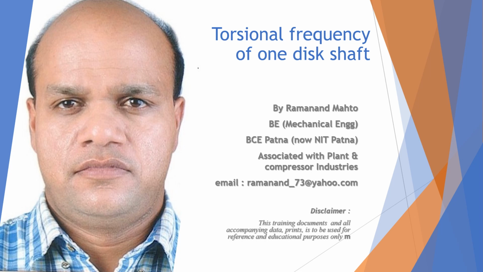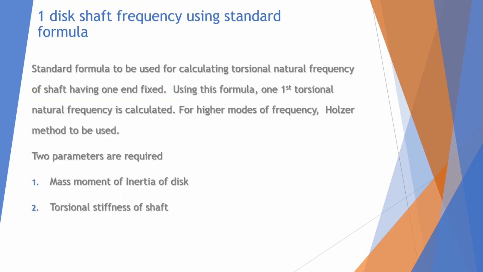Torsional frequency of one disk shaft. That means one end of the shaft is fixed and the other end has one disk attached to it. The torsional natural frequency of a one disk shaft is calculated using a standard formula for a shaft having one end fixed.